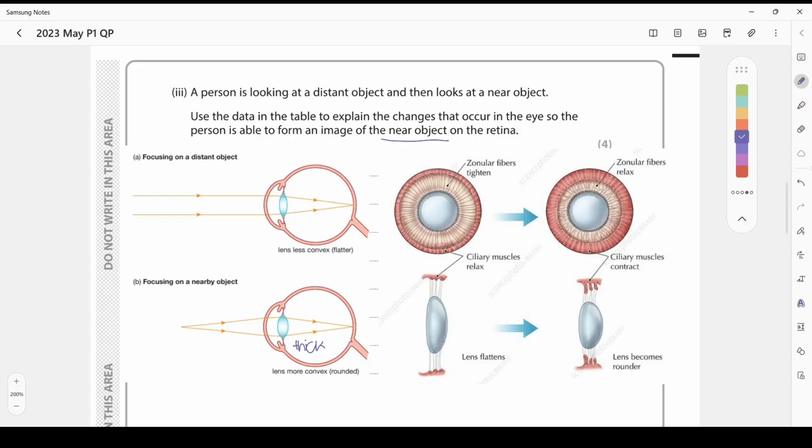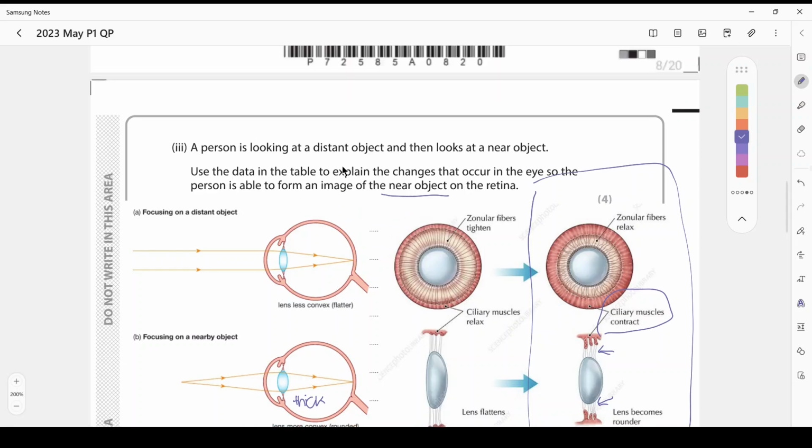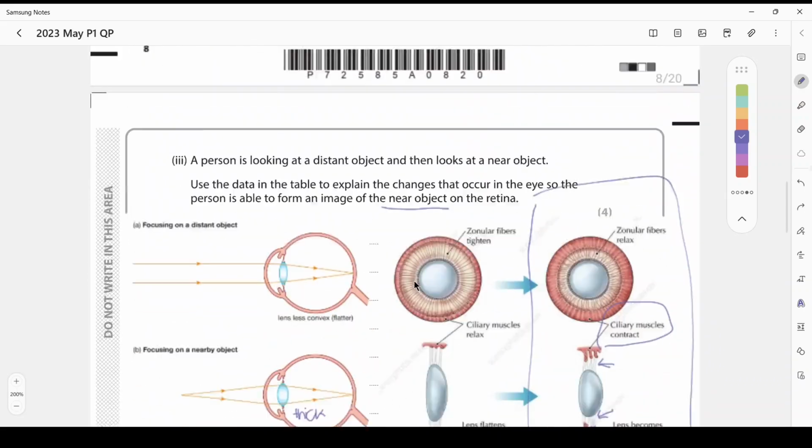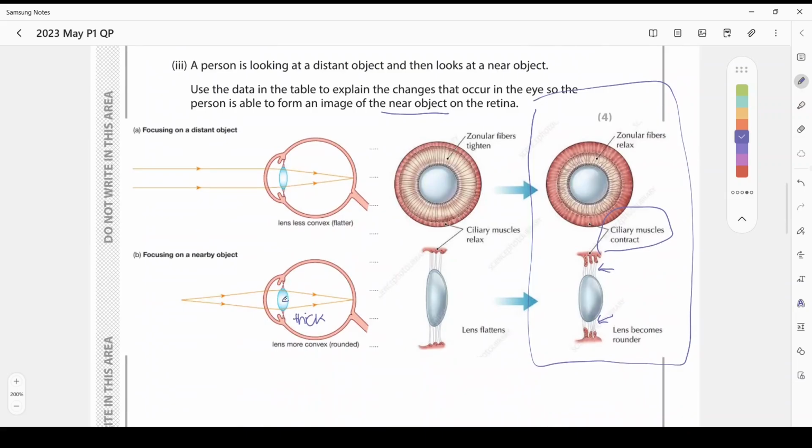So for the lens to be thick, two things happen, and we can see that here. Number one, the ciliary muscles, they need to contract. And what happens is that causes the suspensory ligaments that you see here to become slackened or to relax. So the thick lens is now able to refract the light a lot more. And we can see that as the lens gets thicker, right? So here we have 10, the focal length decreases. And the focal length refers to this part here, the length between this and this.